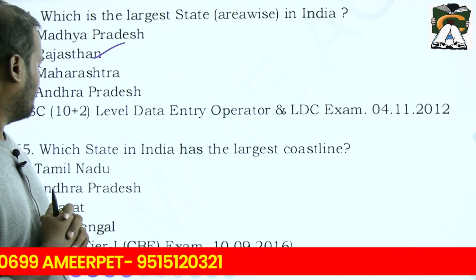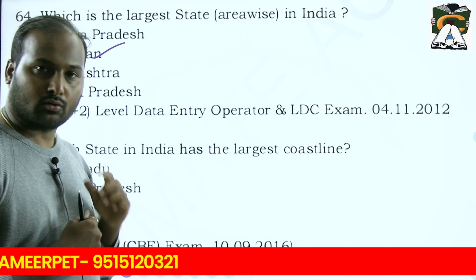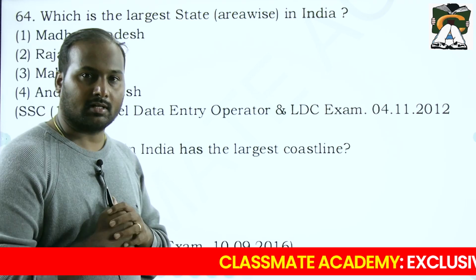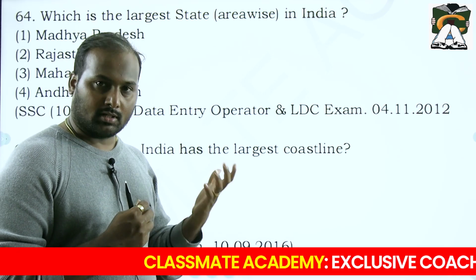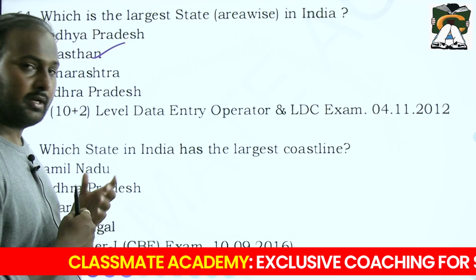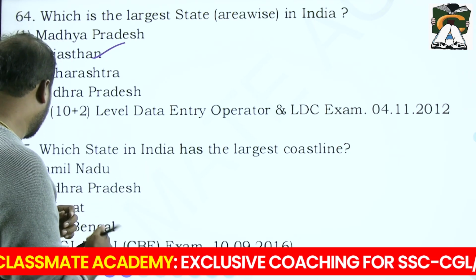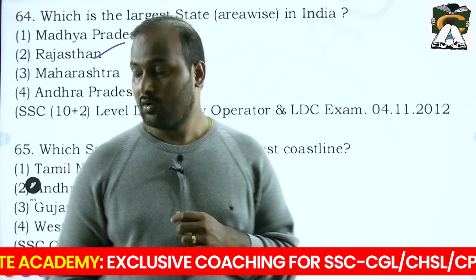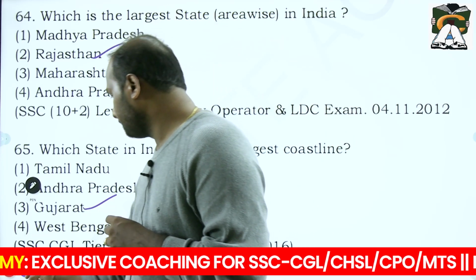Which state in India has the largest coastline? Again, I already said in the previous classes, you need to remember Gujarat, that is 1214 kilometers, followed by Andhra Pradesh, that is the second largest. So your answer is Gujarat, that is option 3 is the answer.